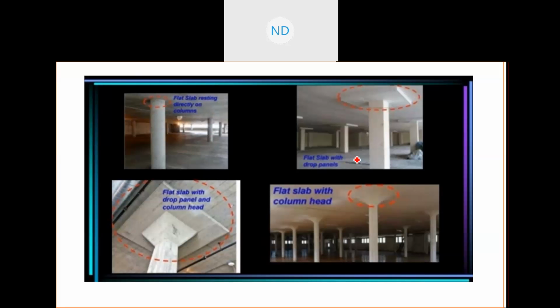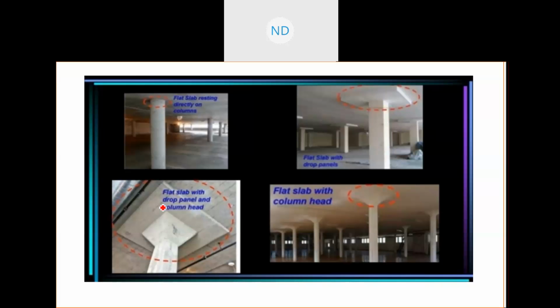And in the second type, slab with drop panels, this is your drop panel, a rectangular drop. Below the drop, that means the drop is resting on the column. Another type is the flat slab with drop panel and column head.